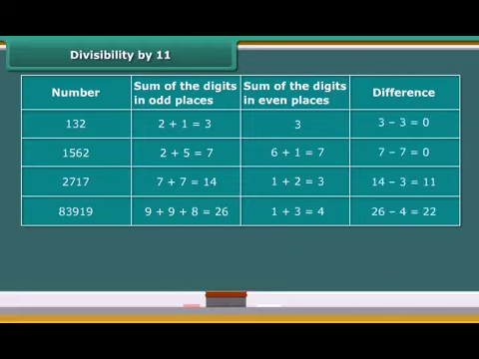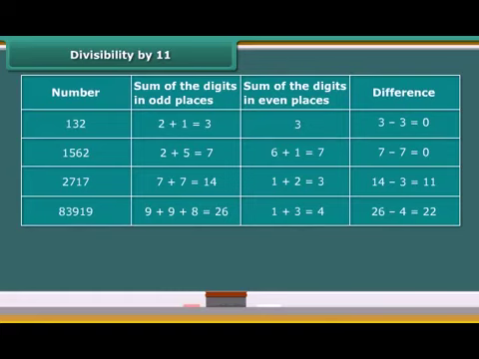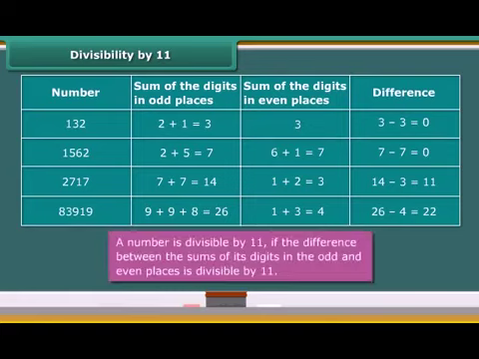Compute the difference between the two sums just obtained. The difference is either 0 or a multiple of 11. This is not by chance. It is a general rule. A number is divisible by 11 if the difference between the sums of its digits in the odd and even places is divisible by 11.